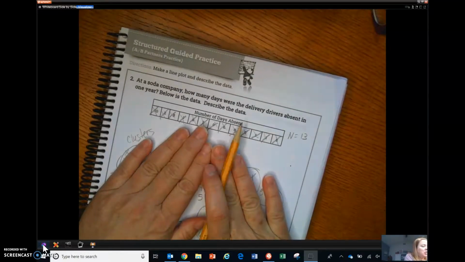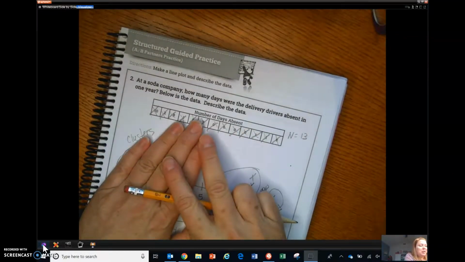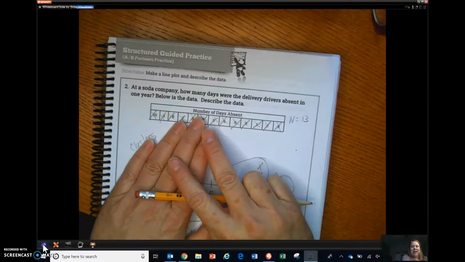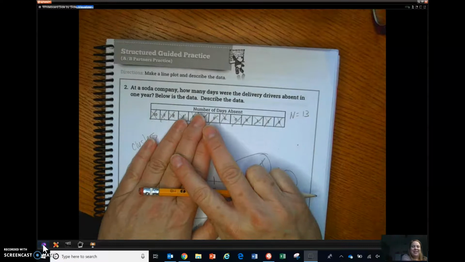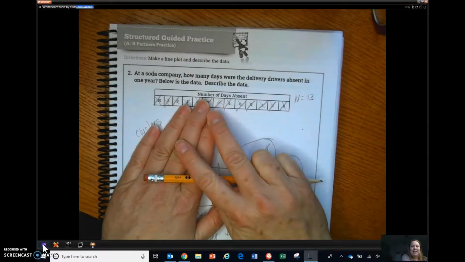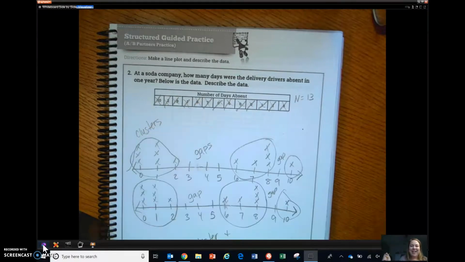Go ahead and do your structured guided practice for number 2 and pause this, do it, and then come back and see if you got it right. Really, pause it. I know you're cheating. Pause it and try to work it out on your own. Okay, are you back?